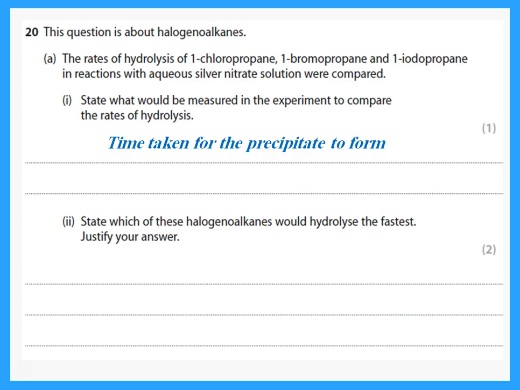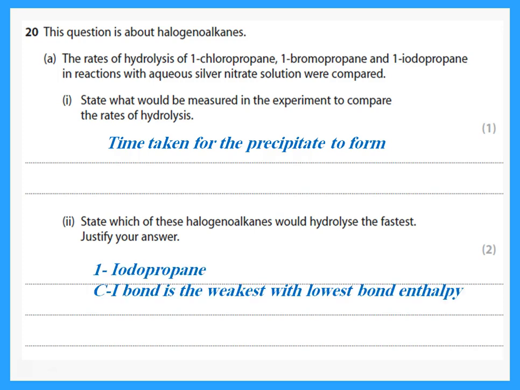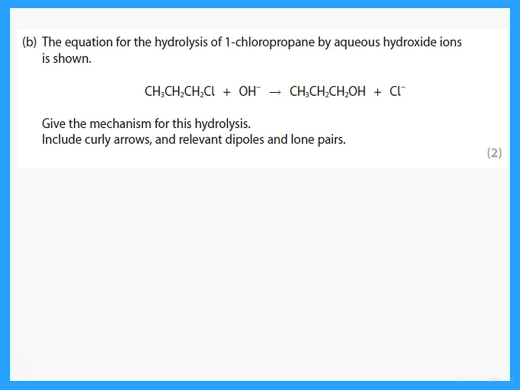State which of these halogenoalkanes will hydrolyze the fastest. Do you remember which bond will break faster? You should realize that as we go down the group, the iodopropane would break down faster. It has the weakest bond with the lowest bond enthalpy.